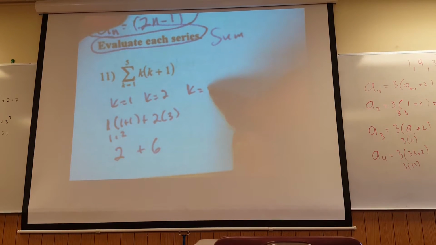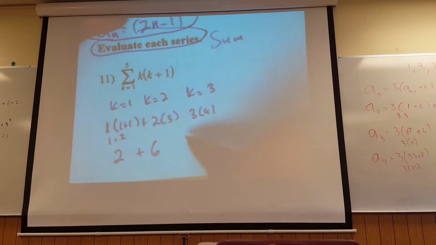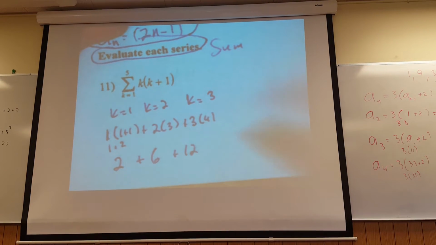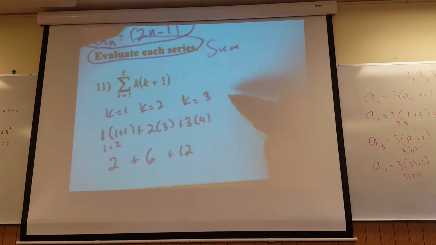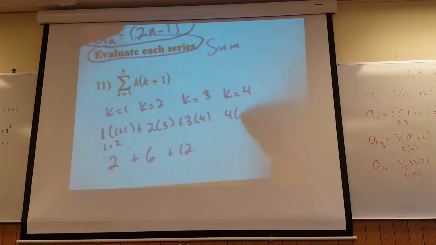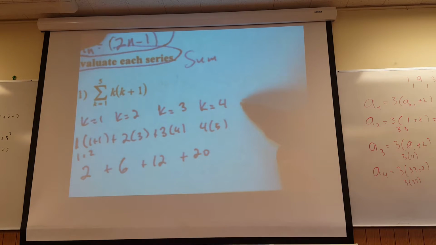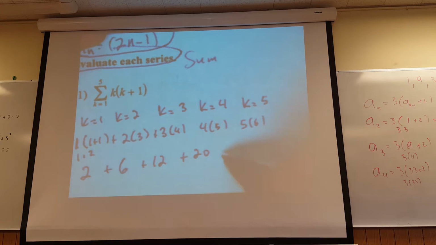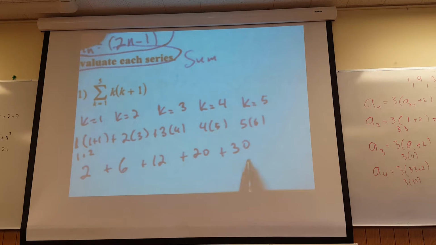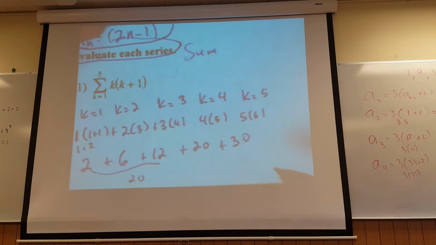When k equals 3, I get 3 times 4, which is 12. When k equals 4, I get 4 times 5, which is 20. And what happens when k equals 5? What do you end up with? 5 times 6, which is 30. So you add all of this up, okay? So it looks like we end up with 7.